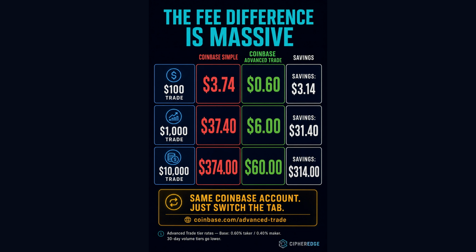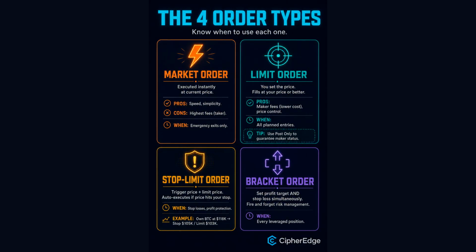Market orders are the simplest. You hit buy or sell, the order fills immediately at the current market price. The use case is urgency. You need out fast, the market is moving hard against you, and price precision doesn't matter. The trade-off is you're always a taker at the highest fee rate, and in thin or fast markets, you can get slippage, filling at a worse price than expected because there wasn't enough liquidity at the quoted level.